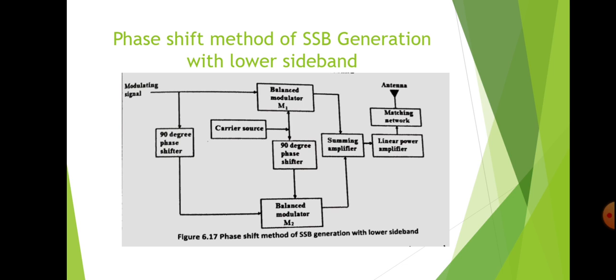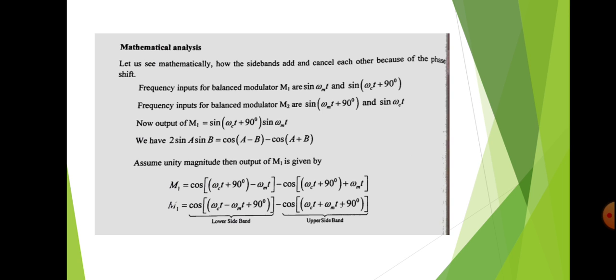Similarly, if we are analyzing the case mathematically, we know that M1 contains the modulating signal, that is sin omega m t, and it also contains the 90 degree phase shifted version of the carrier signal, that is sin(omega c t + 90 degree). Similarly, the balanced modulator M2 contains the 90 degree phase shifted version of the modulating signal, that is why we are writing sin(omega m t + 90 degree). It is 90 degree phase shifted. And the carrier signal is directly applied, so we are writing sin omega c t.